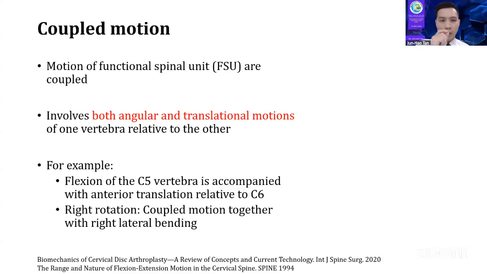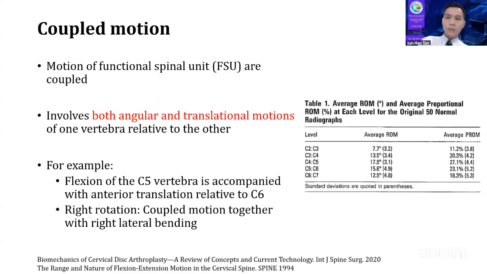It means that when there is an angular motion, it is often coupled together with a translational motion of one vertebra relative to another. For example, if we are talking about C5-6 flexion, when there's a flexion movement, there's also an anterior translation of C5 relative to C6. Similarly, if we are talking about right rotation of C5-6, there's also a coupled motion together with a right lateral bending in the coronal plane.